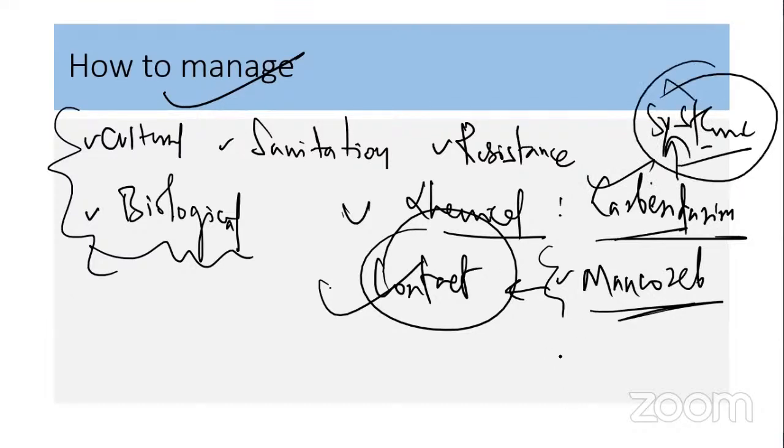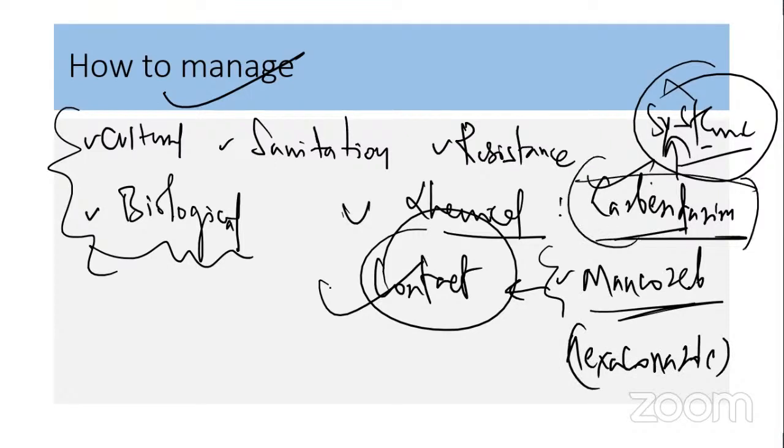Then we can have even hexaconazole against the leaf spot. So powdery mildew and leaf spots with colorless conidia can be managed through carbendazim or propiconazole or even tebuconazole.